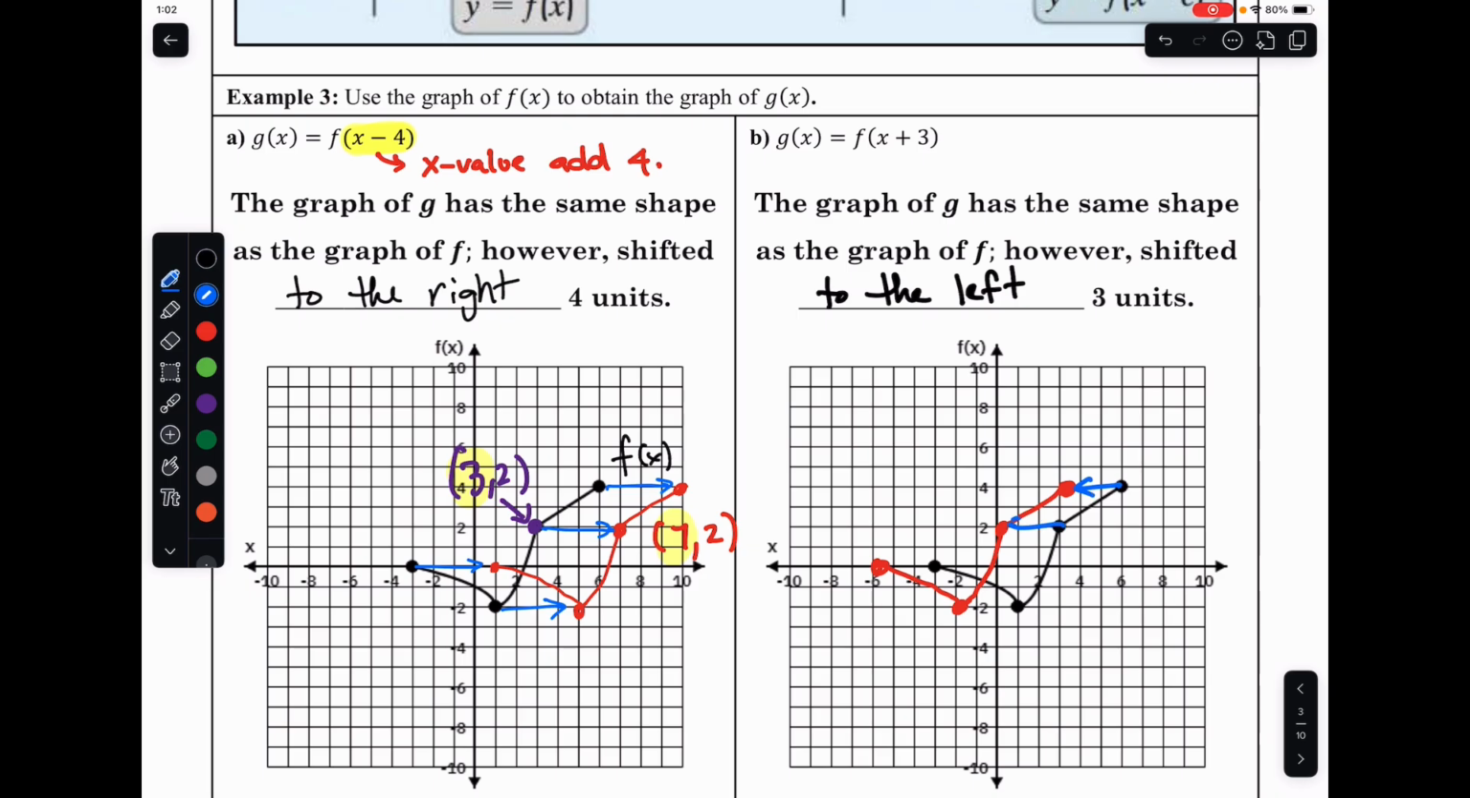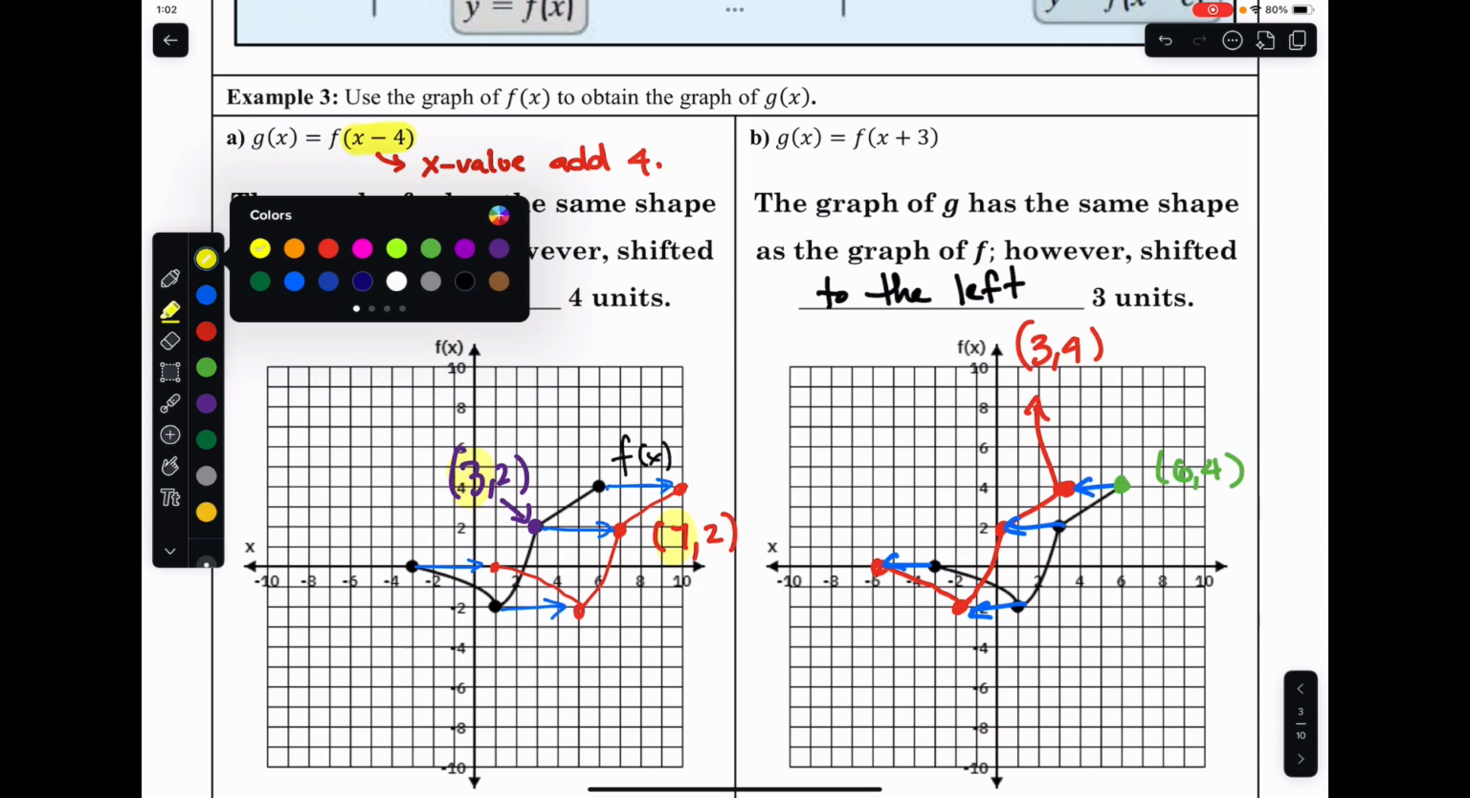So to the left 3 units. And again, the amazing thing about this is if you look at the point, let's say this point right here in green, which is 6, 4, and I compare it to its corresponding red position, which is this one right there. That position is at 3, 4. The x value is 3 and the y value is 4.